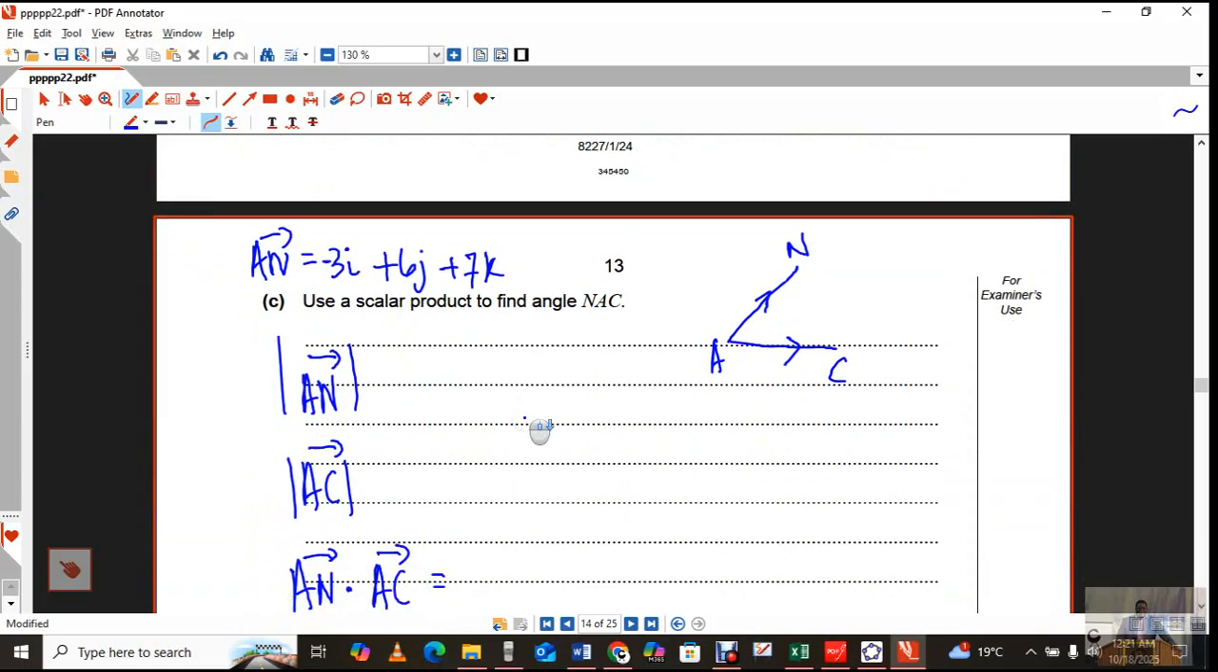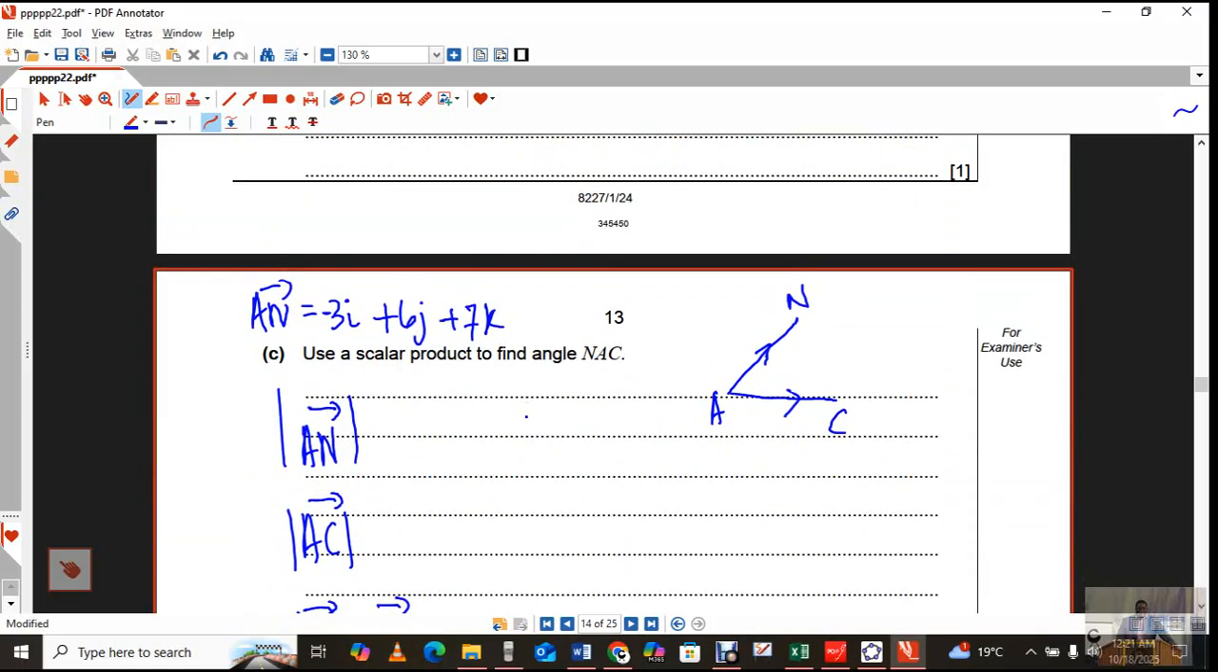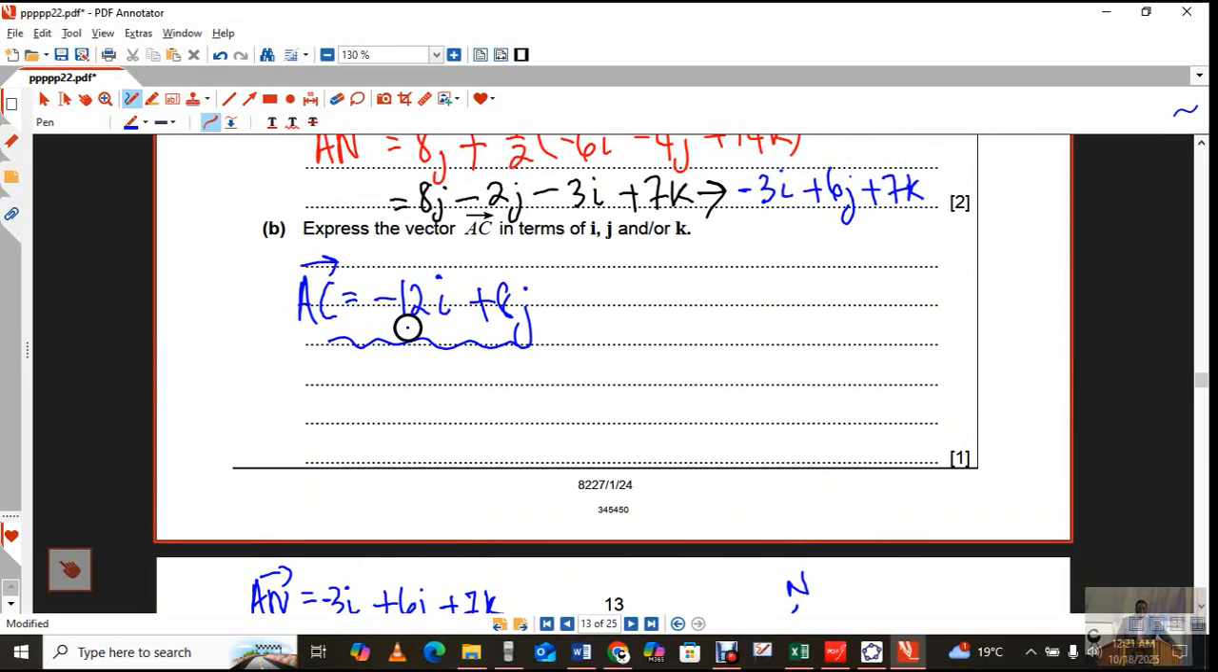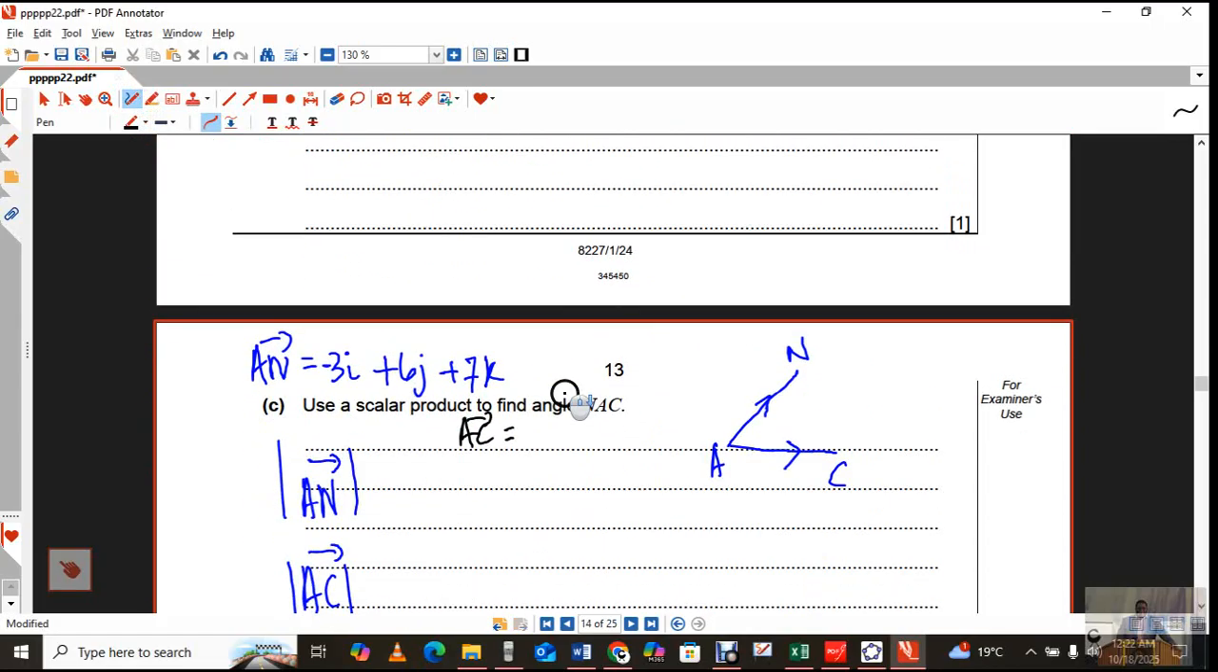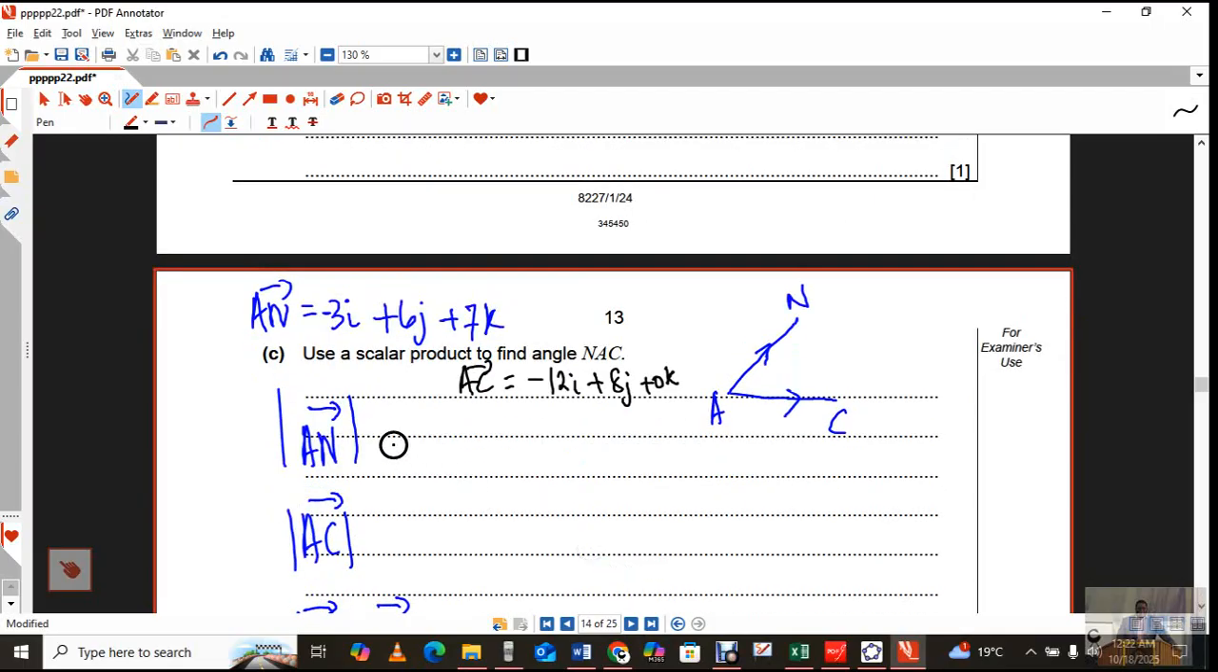What is the other one that we know? The other one that we know was AC from our answer over here. So AC was minus 12i plus 8j, right? I'm just going to write that one over here. It was minus 12i plus 8j, maybe plus 0k. Right, so we use Pythagoras to find the magnitude.